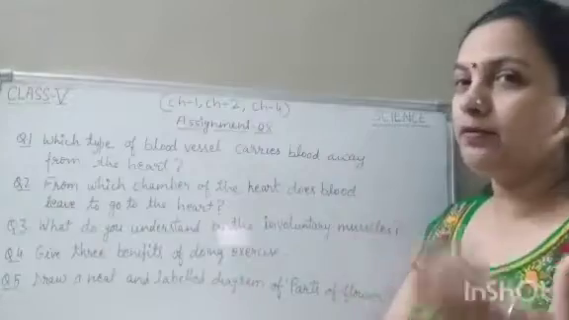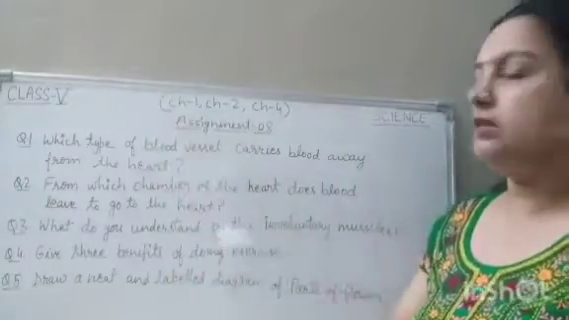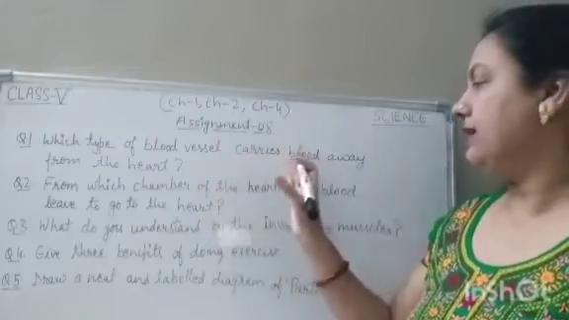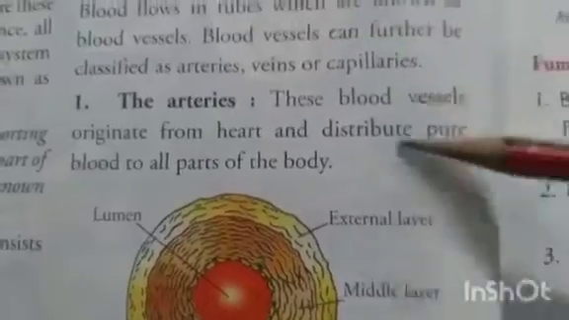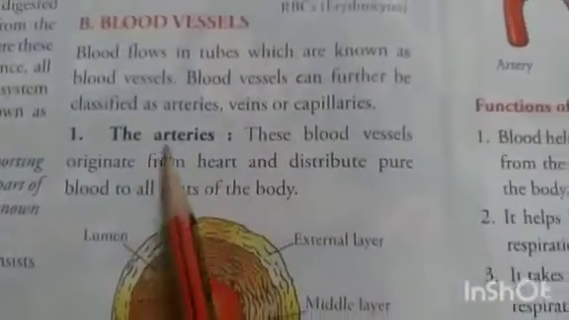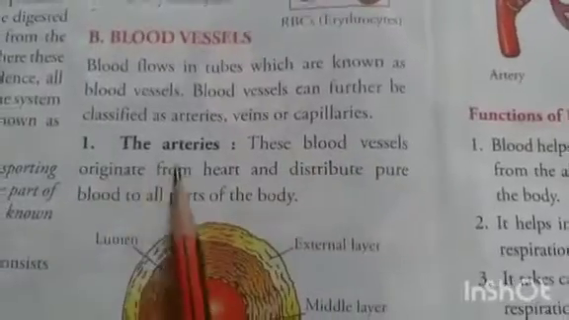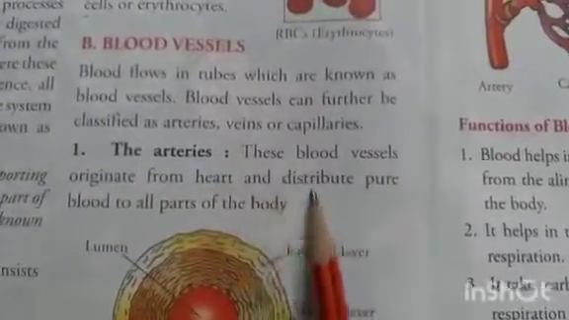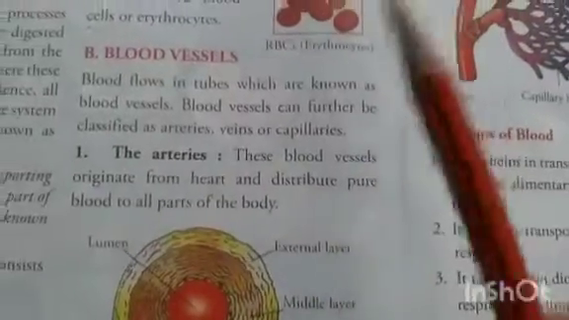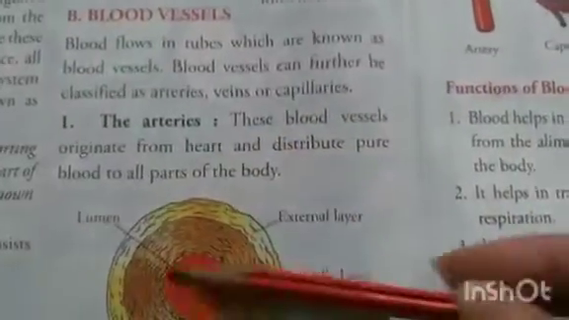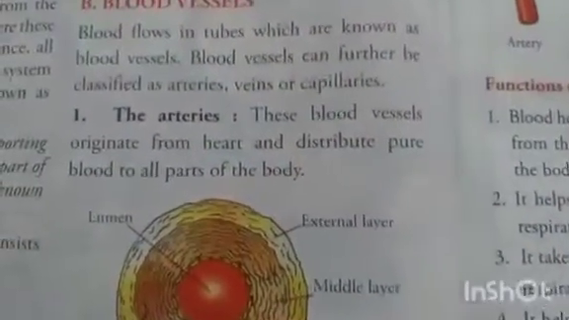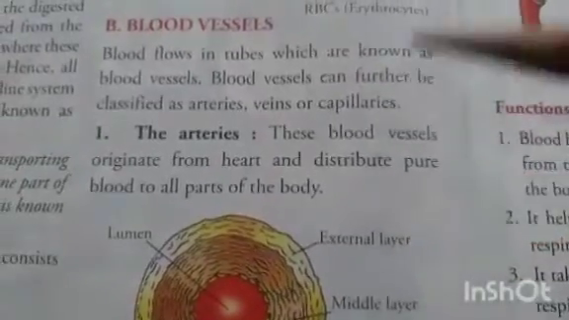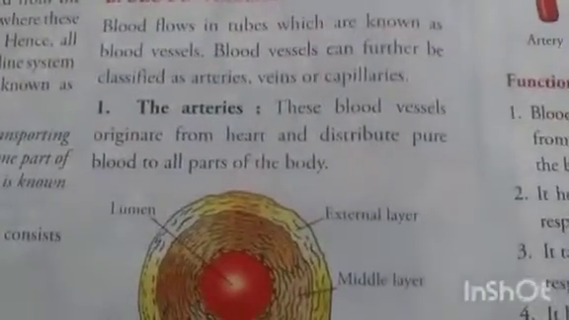How much you have revised. Okay, so first question is which type of blood vessel carries blood away from the heart? Children, on page number 6, here it is written the arteries. These blood vessels originate from heart and distribute pure blood to all parts of the body. It means arteries carry blood from the heart to all parts of the body. So in your answer you will write arteries carry blood away from the heart.